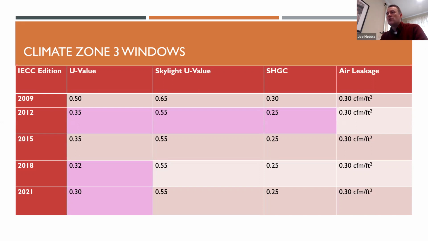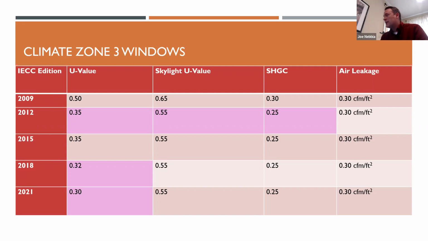So for Climate Zone 3, you can see here the purple highlights are where the code has gotten more stringent. So if you're in a jurisdiction with a 2009 IECC, you have a 0.50 U factor window or lower. Lower is better. That was the requirement a while ago. Not a lot of states are still on the 09, but some are. Skylight U factor of 0.65 and a solar heat gain coefficient, that's a measure of how much radiant heat we're blocking from passing through that window, is 0.3 or lower.